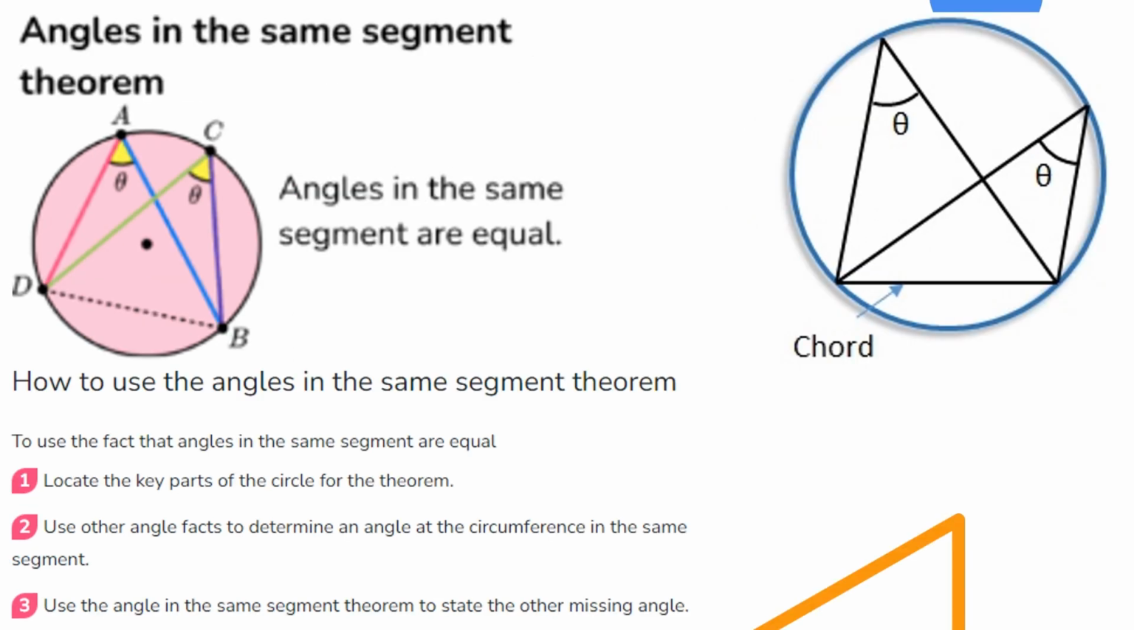Angles in the same segment theorem. Angles in the same segment are equal. How to use angles in the same segment? 1. Locate the key part of the circle for the theorem. 2. Use the other angle facts to determine an angle at the circumference in the same segment. 3. Use the angles in the same segment theorem to state the other missing angle.